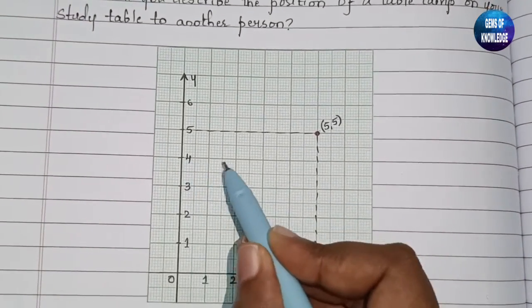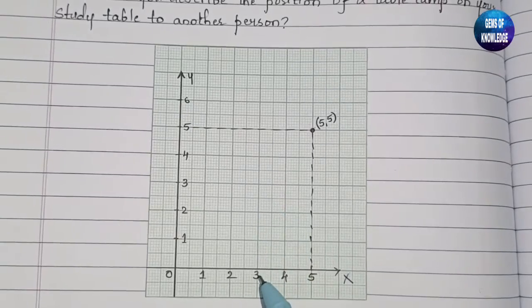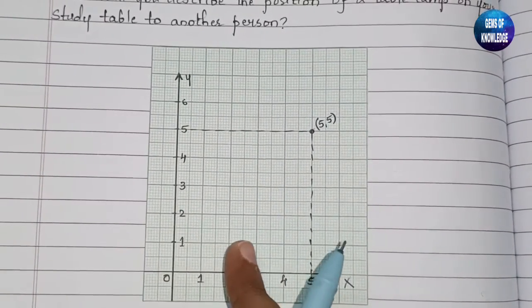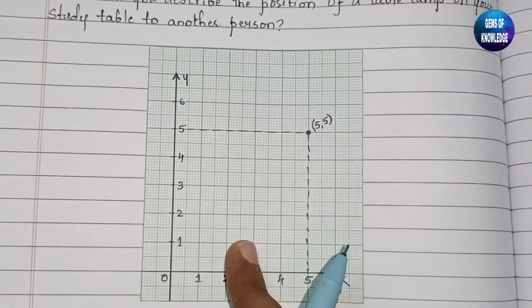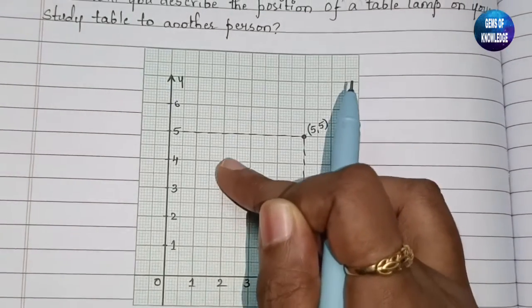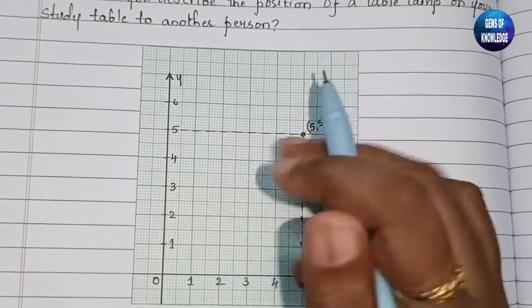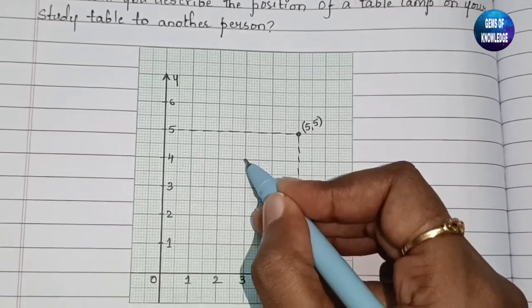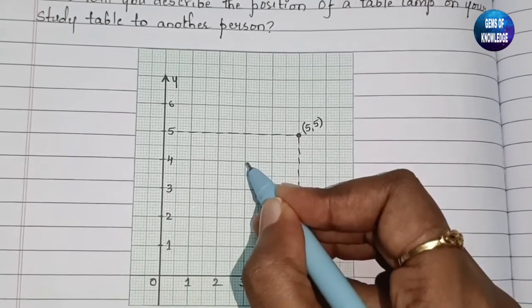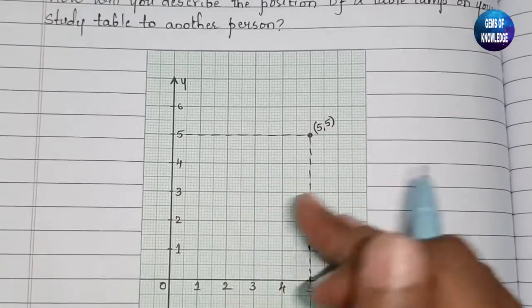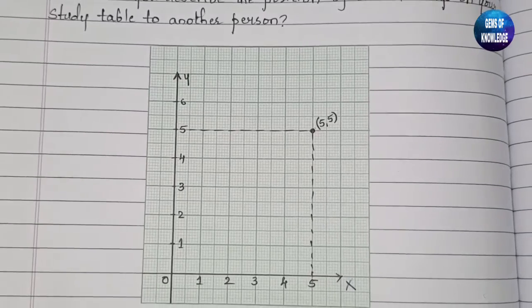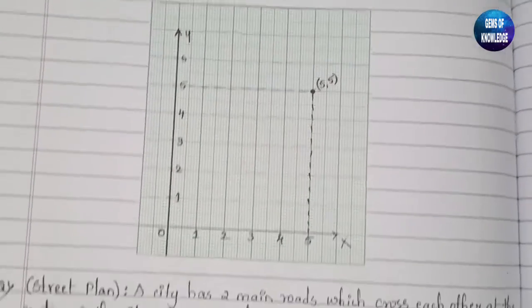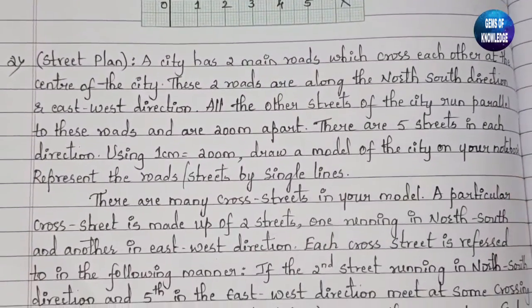Suppose I have taken 4 and 3. So it means from the y-axis it is 3 meter or 3 centimeter farther away, and from the x-axis it is 4 meter or 4 centimeter farther away at this point. Okay, if you show this point, it will tell you that it is so and so farther away from this and this axis. Okay, I hope you got it. So we'll move on to the next part.